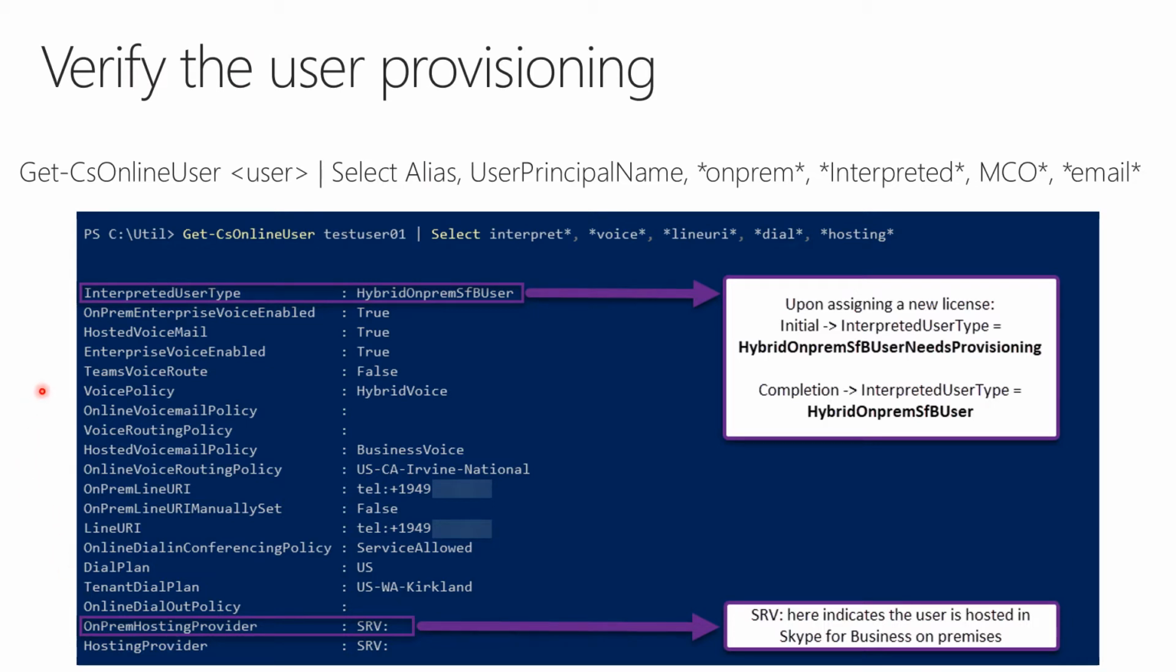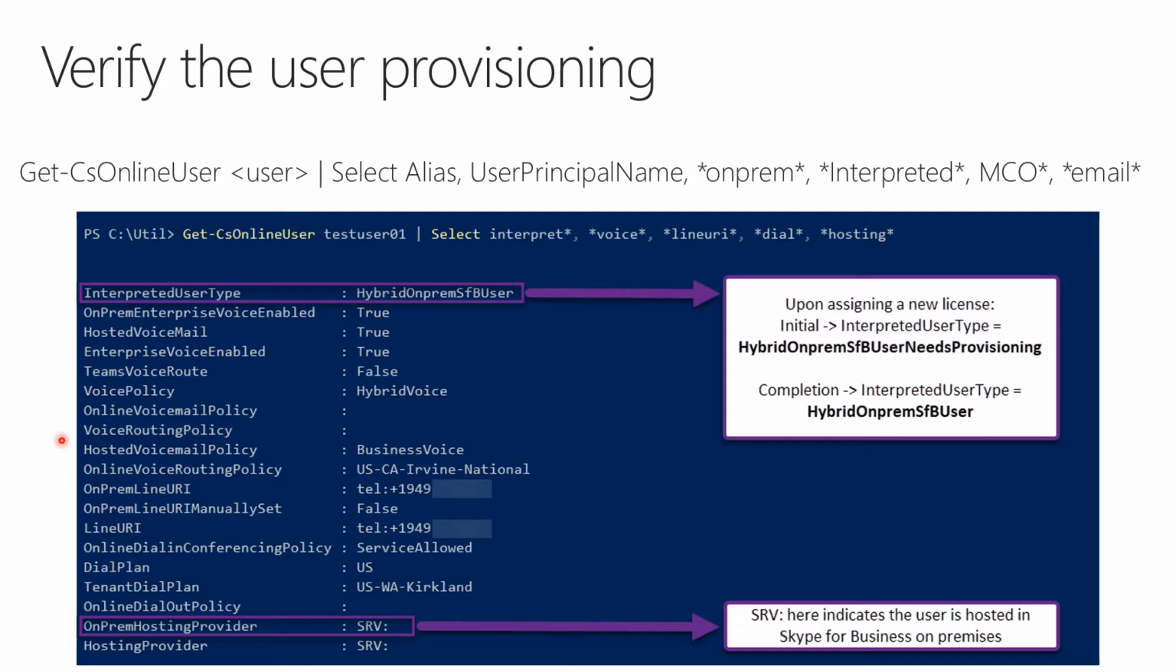First off, we have an attribute here called on-prem hosting provider. This lets us know and lets the service know where this particular account is homed or where this account lives. And right now, this account lives on Skype for Business Server on premises. And I know that because the value here is SRV:. That indicates that the user is hosted in Skype on premises. The second attribute we want to look at is interpreted user type.